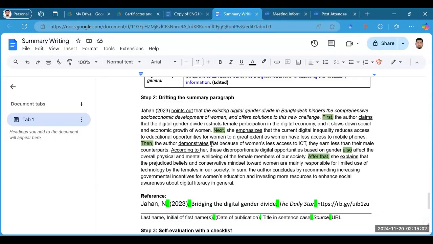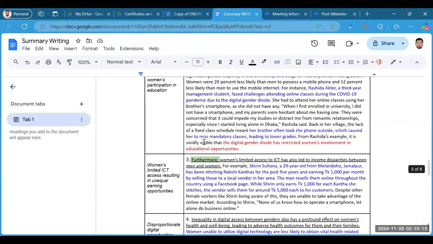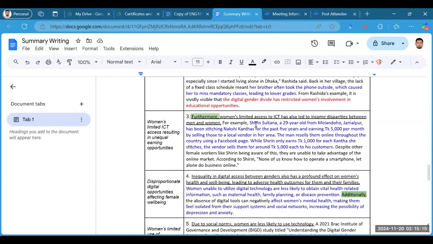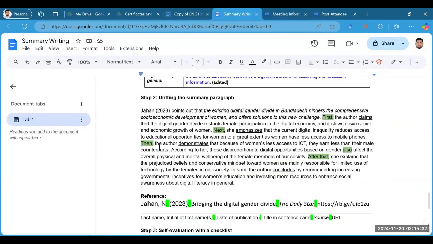So then the author demonstrates, another author tag, that because of women's less access to ICT, they earn less than their male counterparts. If you go to the third paragraph, you can see that it tells us a story of how women get less money because of having less access to ICT. So women's limited ICT access results in unequal earning opportunities. So I have written this into the third sentence here.